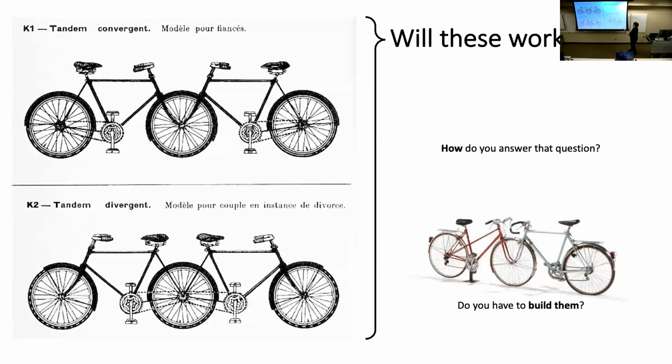Similarly, if I look at this one, this is a sort of famous painting. I think you can find this in the Louvre. This up top says tandem convergent. This is the model for fiancés. This is tandem divergent. This is a model for a couple just getting into a divorce. If you look at it, this is a bicycle with 3 wheels where the front wheels of these 2 bicycles are joined together. This here is the same sort of idea, but it's the back wheel that's joined together.